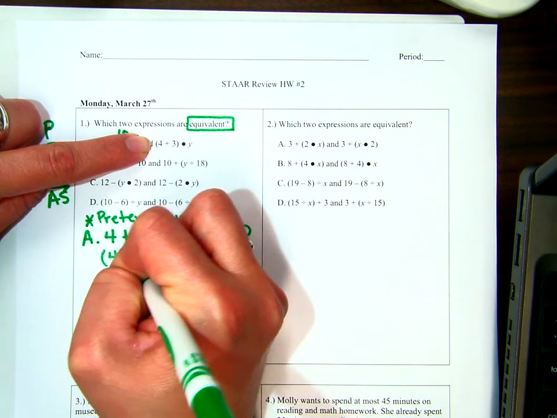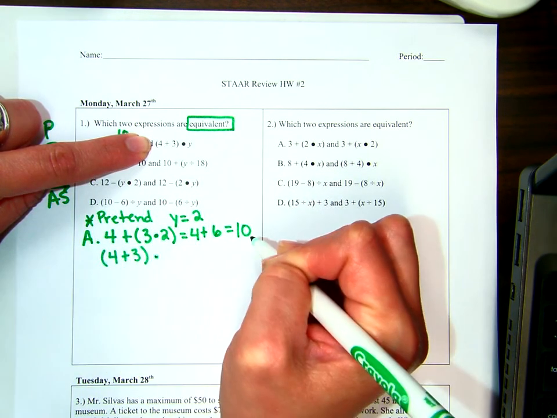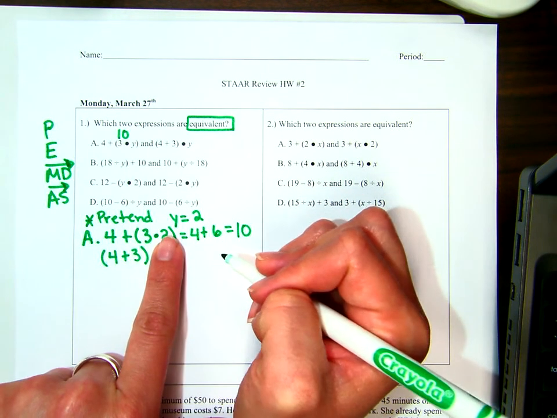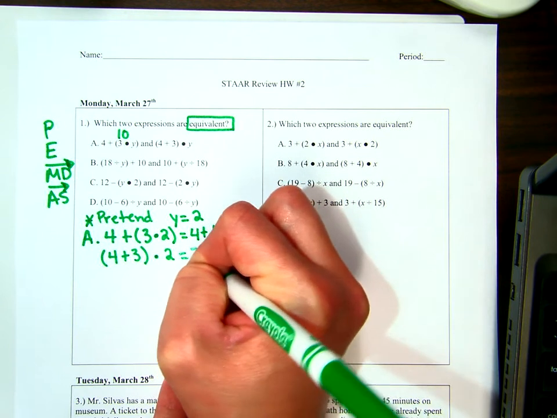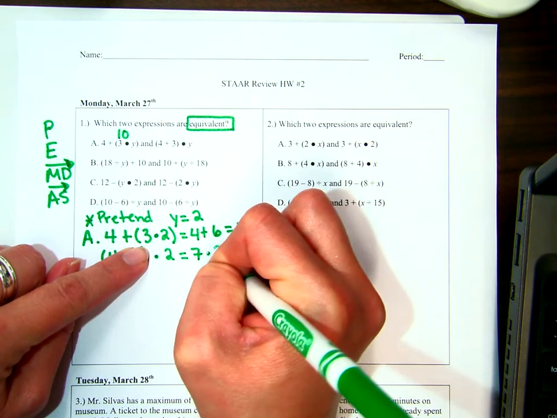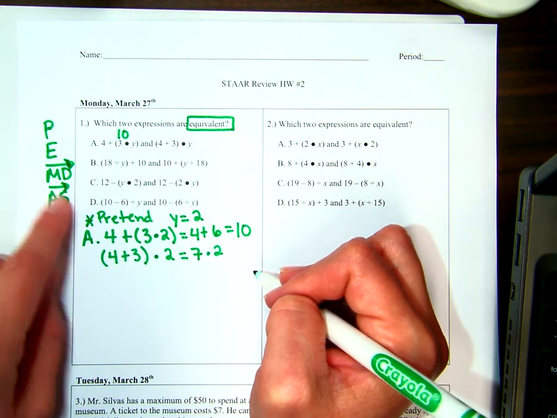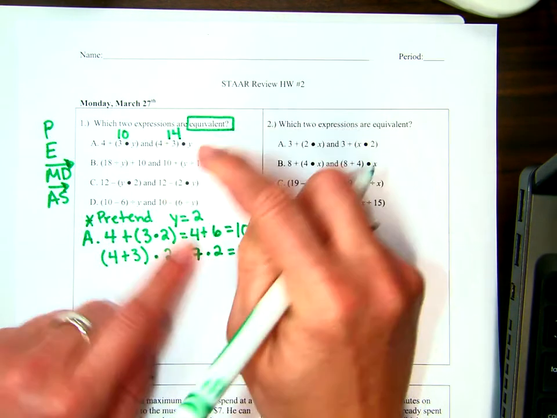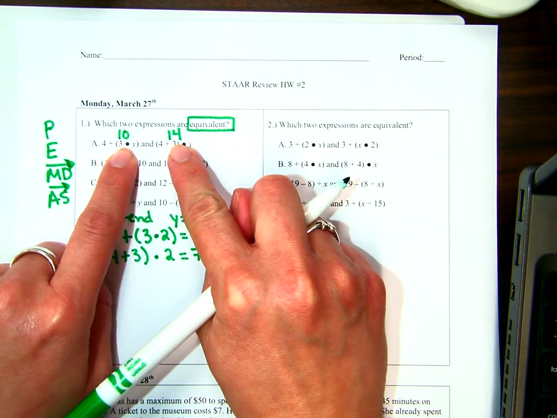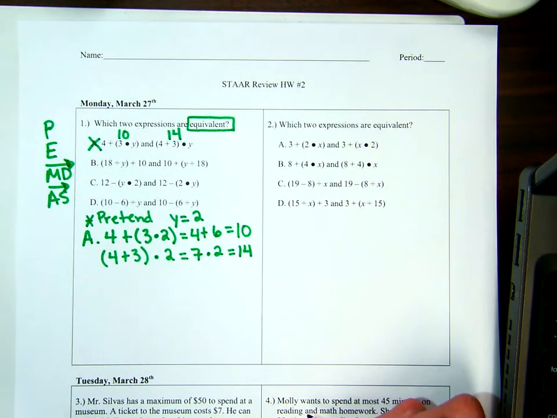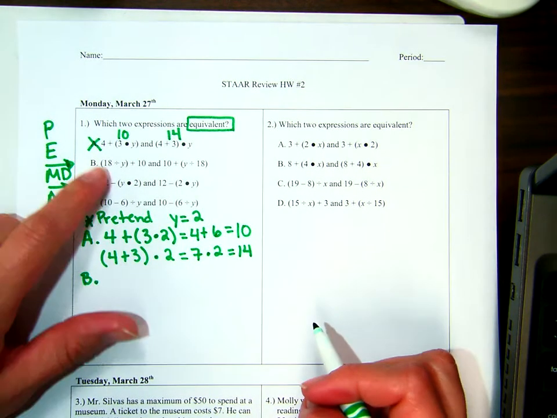If I group 4 plus 3 in parentheses and then multiply it by y, which we're keeping as 2, parentheses come first. 4 plus 3 is 7. Again, I can drop those parentheses because there's no number right next to it, and I bring over the times 2. Following order of operations, the only thing left to do is 7 times 2, which is 14. So are these two expressions equivalent if one is 10 and one is 14? Nope. Get rid of it. We want the ones that are equivalent. So let's go to the next one. Process of elimination sometimes works best for us. So look at this one.